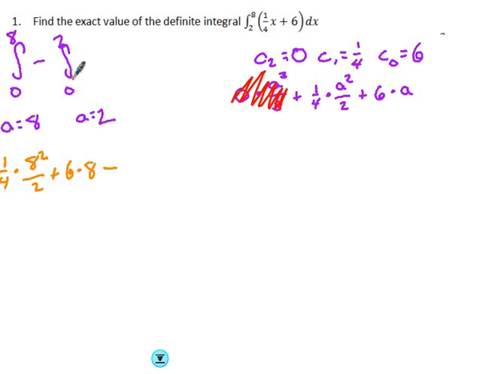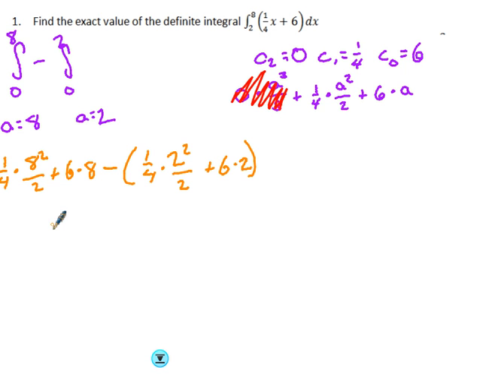minus, now we're going to subtract the second integral. I'll put it all in parentheses so you know to add them all together first, and then you can subtract just one value. 1/4 times 2, now a is 2, squared divided by 2 plus 6 times 2.